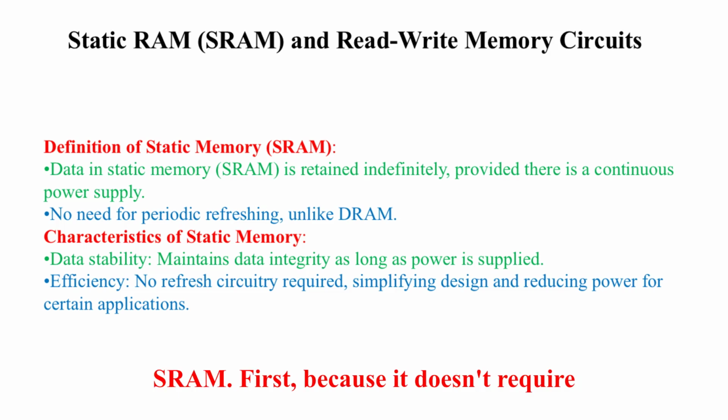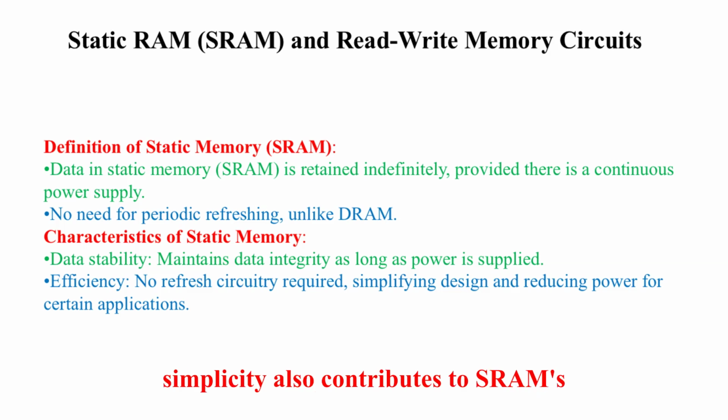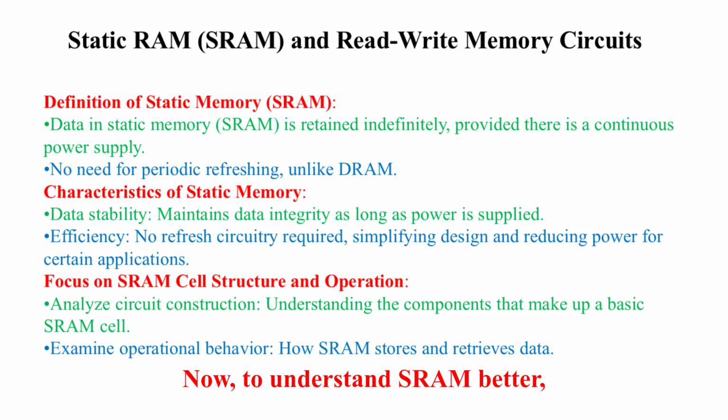First, because it doesn't require refresh circuitry, SRAM is efficient in terms of design and power for many applications. This design simplicity also contributes to SRAM's high speed, making it especially useful in cache memory within processors. Now, to understand SRAM better, we'll explore its circuit structure and operation. A basic SRAM cell typically uses a latched circuit, which inherently holds the data without the need for recharging or refreshing. This simple architecture makes SRAM reliable for fast read and write operations.